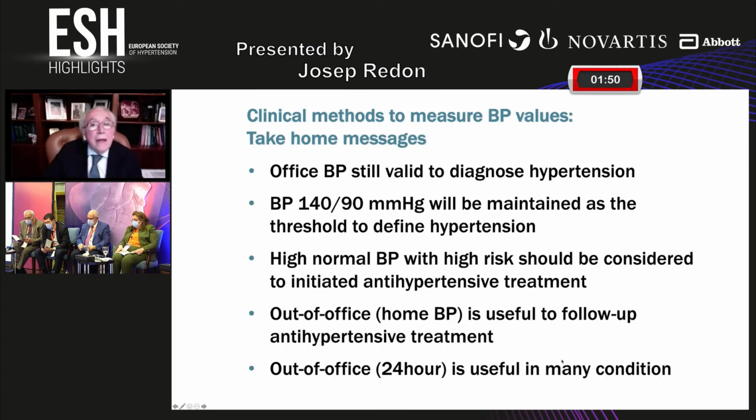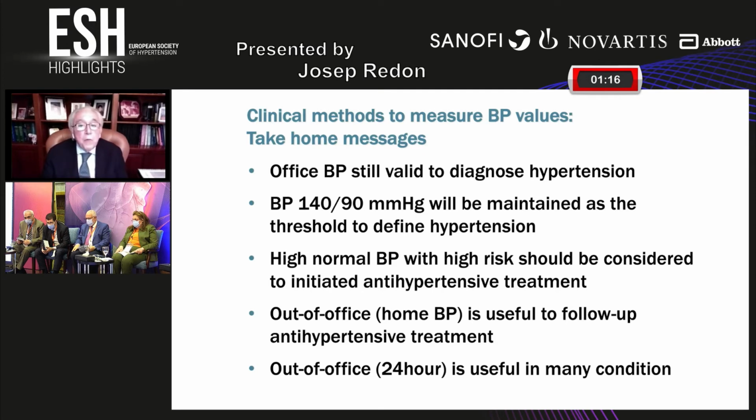Then I would like to finish here. I suppose that there will be many questions, and the questions will be in combination with the other presentations of this session. But I would like to stress that office blood pressure is still valid to diagnose and manage hypertension. That blood pressure 140 over 90 will be maintained as the threshold to define hypertension. This is the opinion of the European Society of Hypertension.